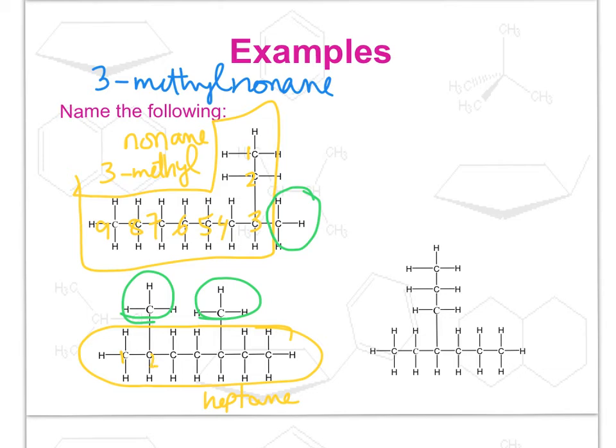So let me number my big chain. 1, 2, 3, 4, 5, 6, 7. So I have a branch coming off of carbon number 2 and a branch coming off of number 5. There's 1 and there's 1. Let's start with number 2. So I'm going to say I have 2 dash, and then I count, oh, there's just 1 carbon there, so meth.